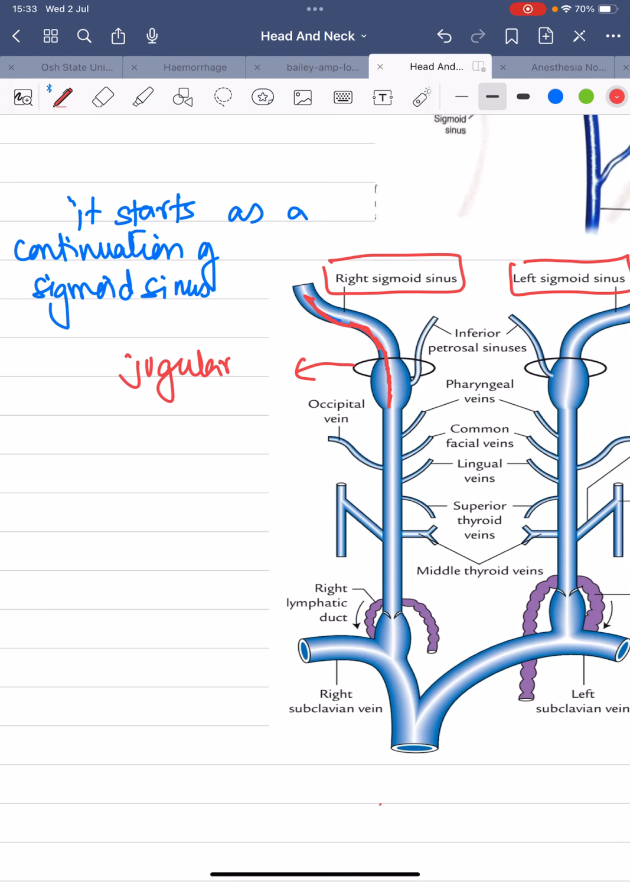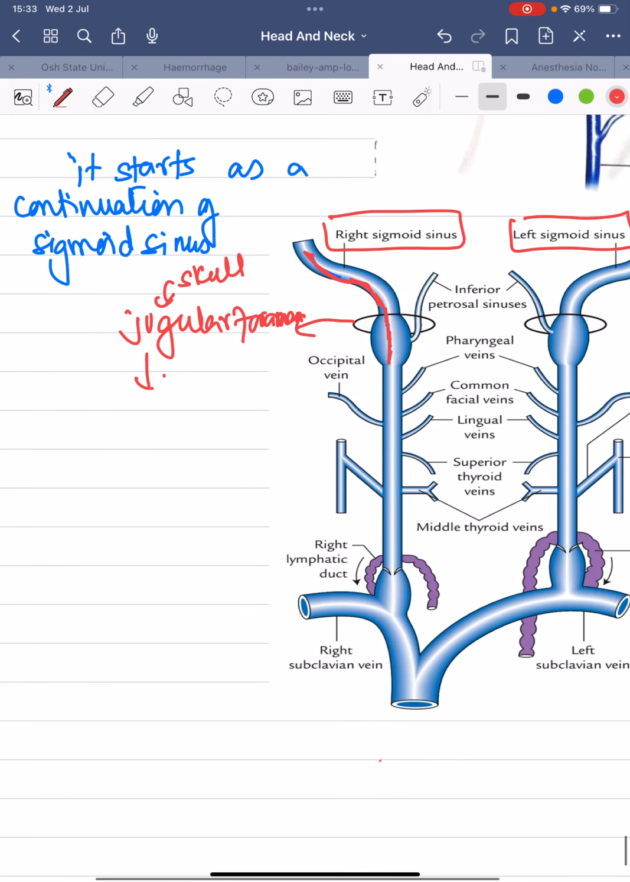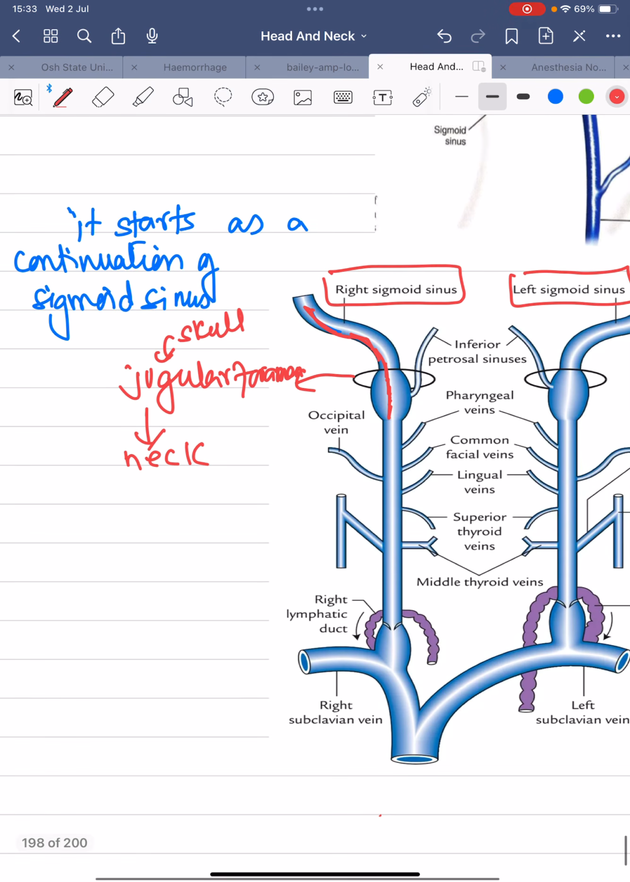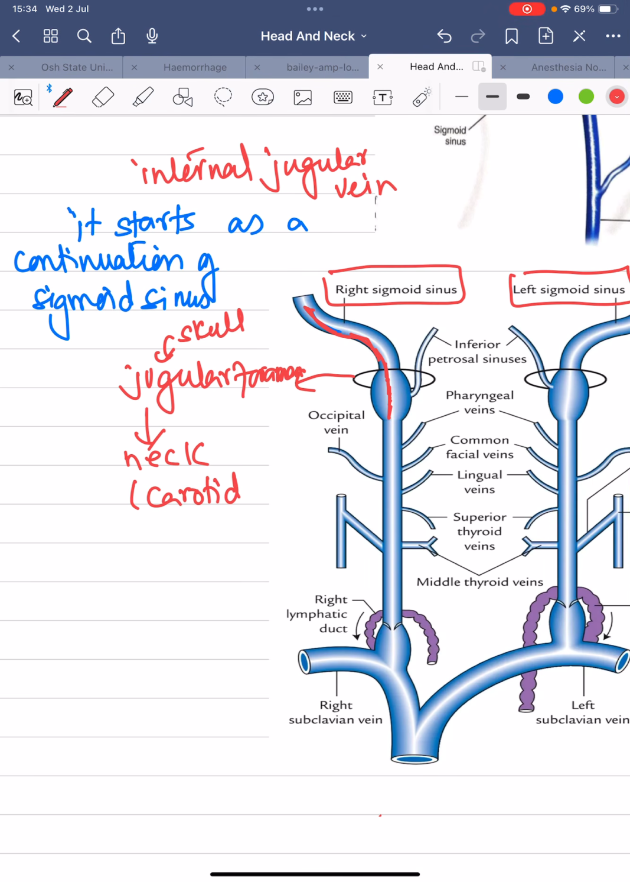Okay, so it starts as a continuation of the sigmoid sinus and it leaves the skull through the jugular foramen, and then it descends into the neck region. Now this jugular vein, this is your internal jugular vein. It is present in the carotid sheath. Present where? In the neck region, in the carotid sheath, along with your common carotid artery and your vagus nerve.